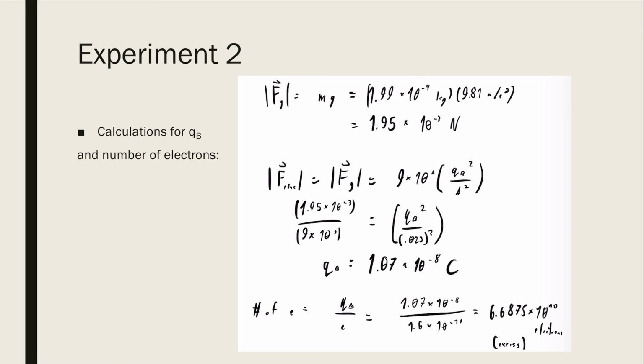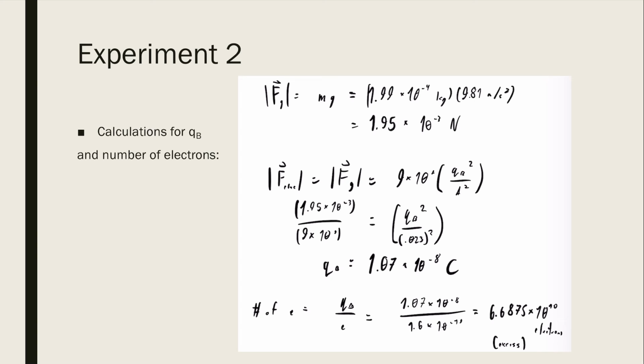Using this data, I calculated the force of gravity to be 1.95 times 10 to the negative 3 newtons. Due to the free body diagram created earlier, and because the tape was not in motion or accelerating at any point, we can set the electric force equal to the force of gravity.